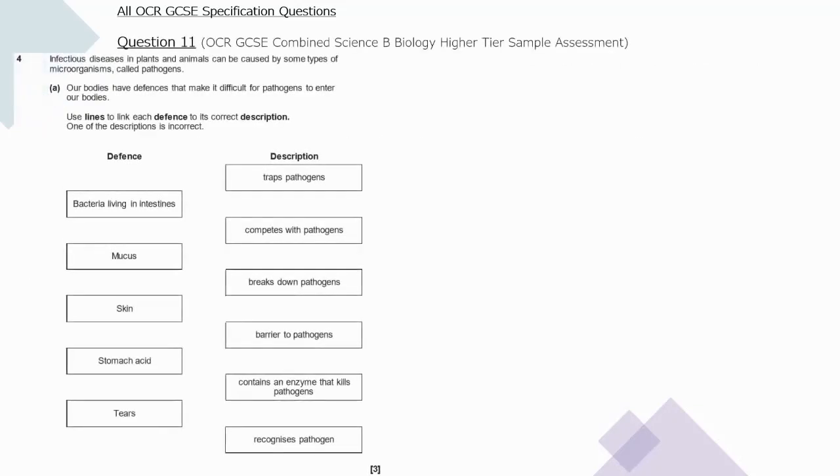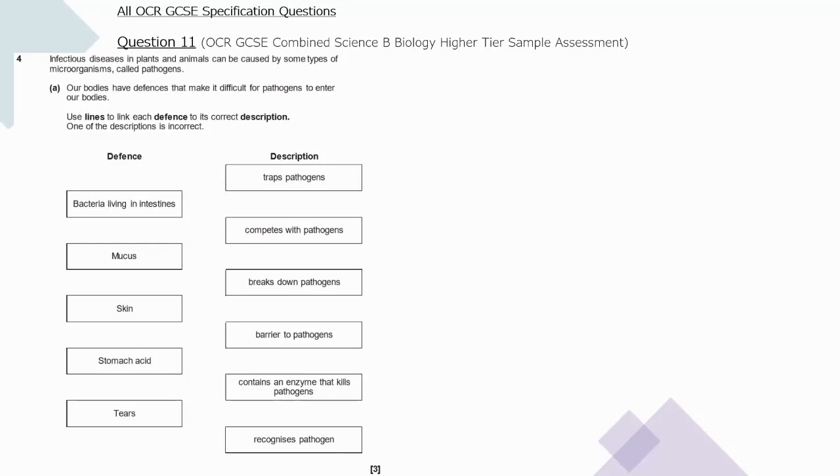Question 11. Infectious diseases in plants and animals can be caused by some types of microorganisms called pathogens. Our bodies have defences that make it difficult for pathogens to enter our bodies. Use lines to link each defence to its correct description. One of the descriptions is incorrect.